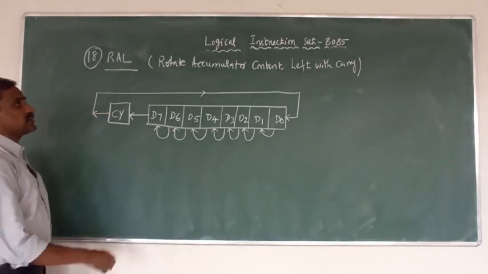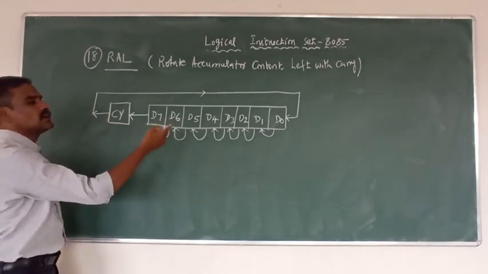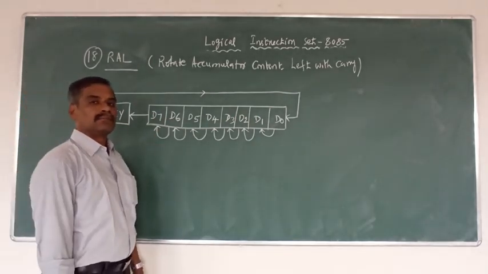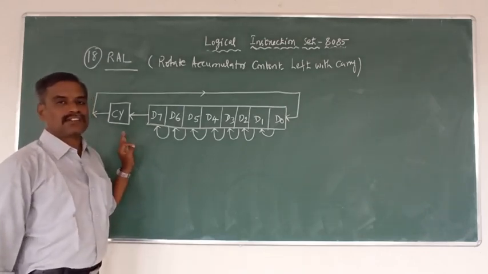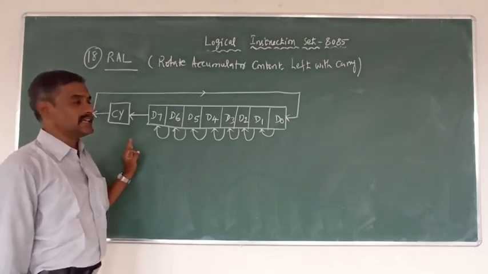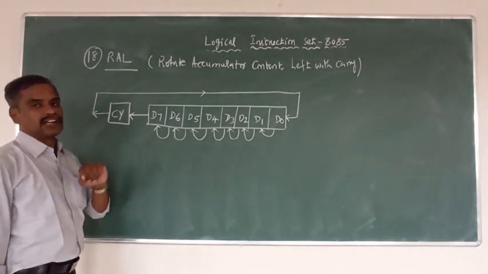This is the format for rotate accumulator content with the carry. The carry also will rotate. But the previous one will not rotate the carry bit position. It will rotate only the accumulator content. Here it will rotate the accumulator with carry also.